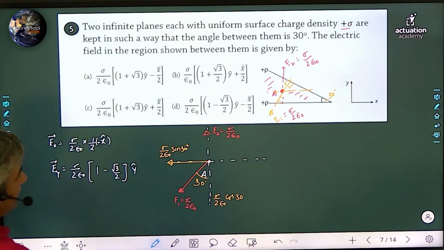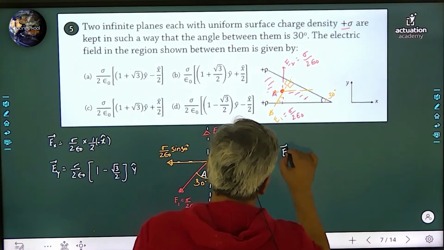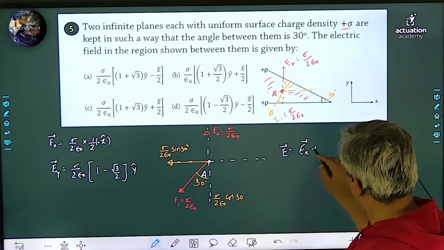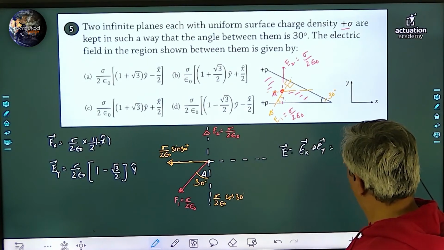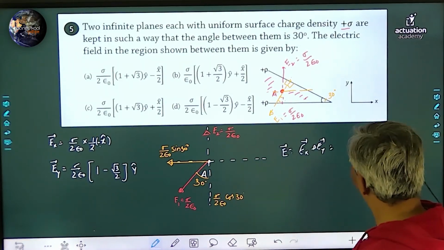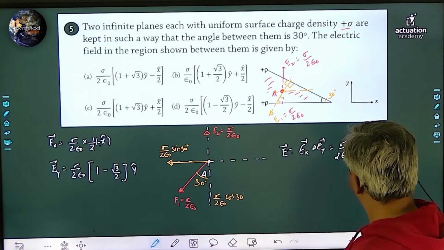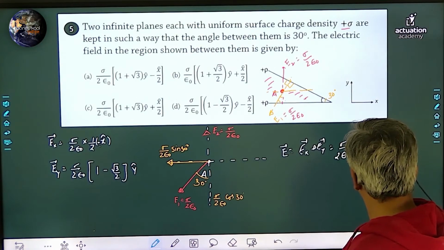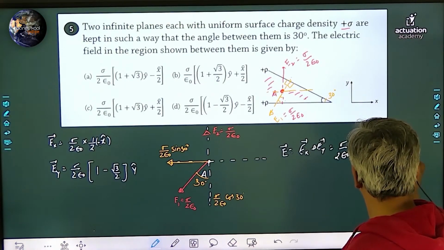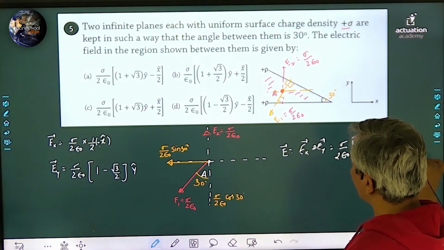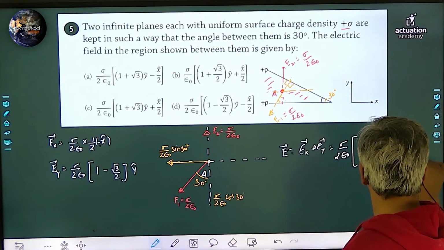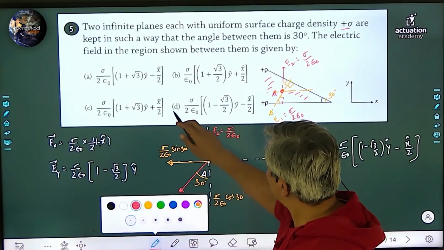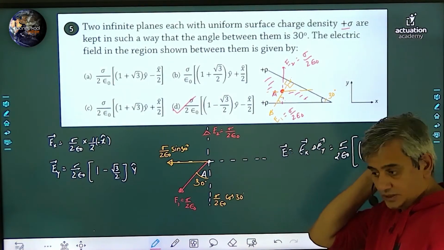Okay. Now the net electric field can be written as simply Ex vector plus Ey vector. Okay. So that will give us sigma by 2 epsilon naught, 1 minus root 3 by 2 y cap minus x cap by 2. Okay, now from the given options, D is the right option. Okay, so D is the right option.